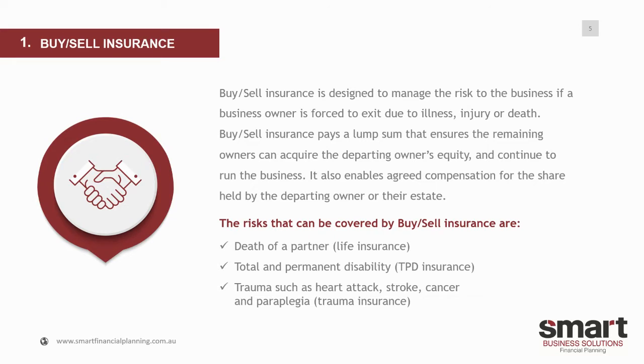The risks that can be covered by buy-sell insurance are the death of the partner, life insurance, TPD, and also trauma insurance. Now, it depends what you want. Not always is trauma in there, because some people may have key person insurance with trauma, but not with the buy-sell of the business, because they might say, well, I'd be out of the business 2 years, but I'd want to come back. So you can structure it in different ways that you want to.